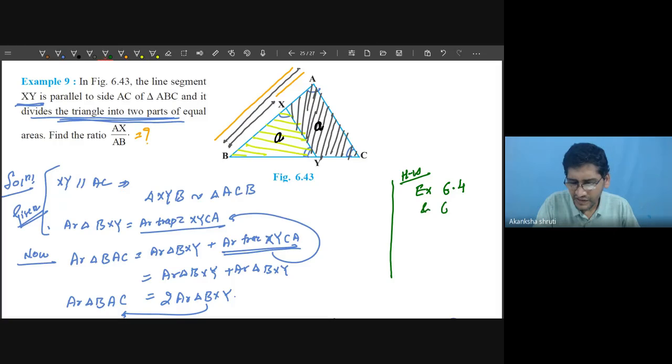Do 6.4 and 6.5 of our textbook. Please finish this, student. For this triangle chapter, our textbook is very important. So direct questions are asked from the textbook. So please finish it. If you have any doubt, then please ask me. I will explain. Maybe it is possible next day I will solve some of the questions for adjusting this.